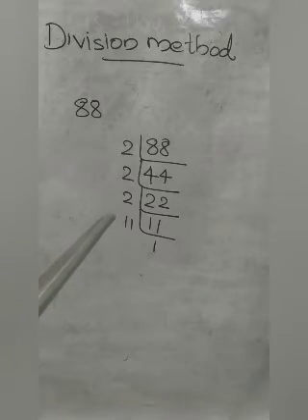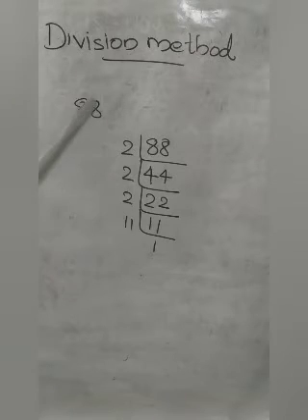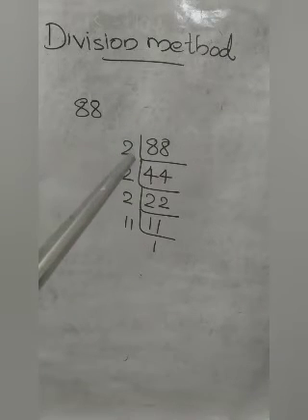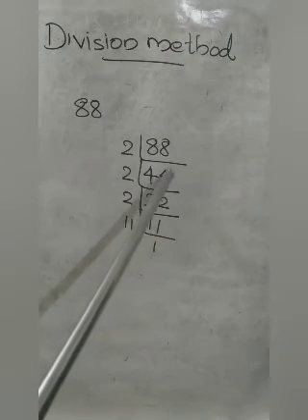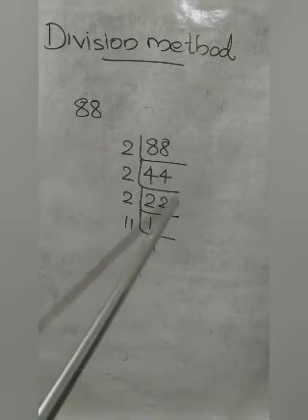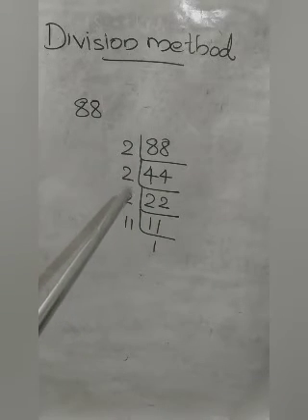Just confirm your answer is correct. 2 into 2 is 4. 4 into 2 is 8. 8 into 11 is 88. So this is the division method. It is similar to our common division itself. If you don't know how to divide it like this, you can divide it in the working column and write the quotient here. Once you are dividing, you should get the remainder 0. Then only we can say this is a factor.